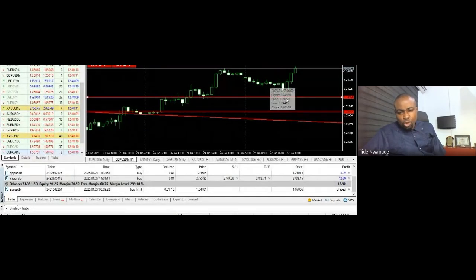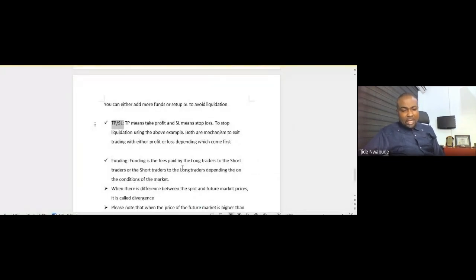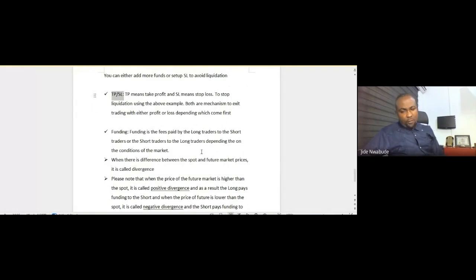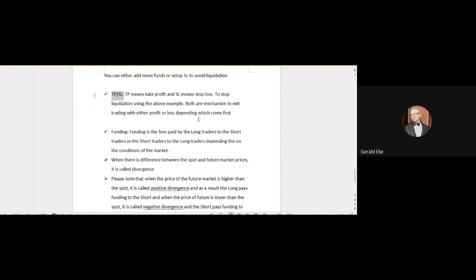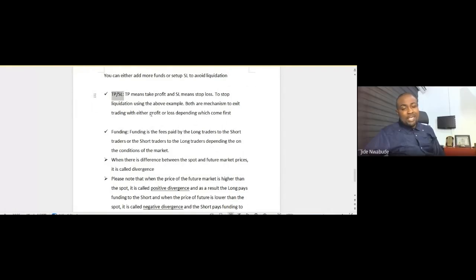So I've had this trade, and I've had this risk: this is an exit for loss and this is an exit for profit. So basically, take profit and stop loss are your exit strategy for both loss and profits. Both are mechanisms to exit trading, either profit or loss, depending on which comes first.